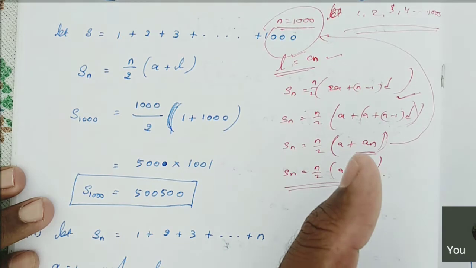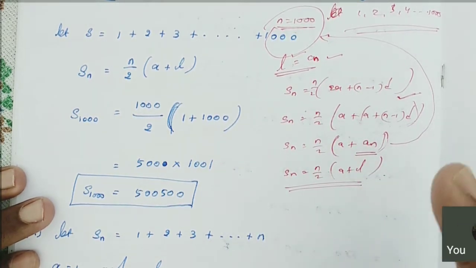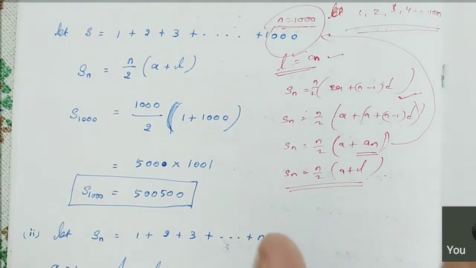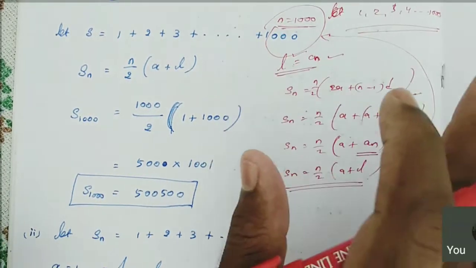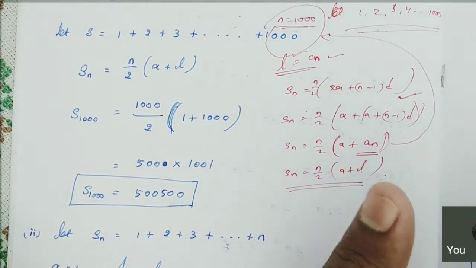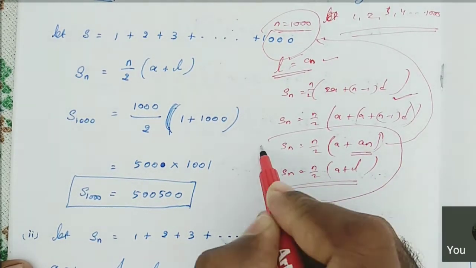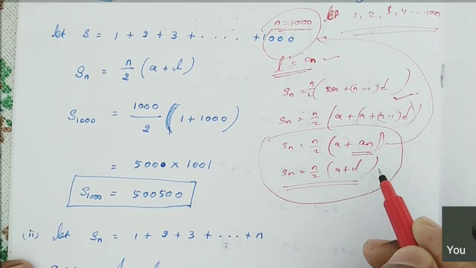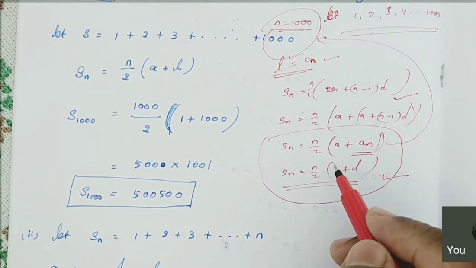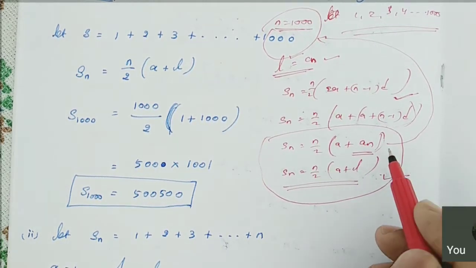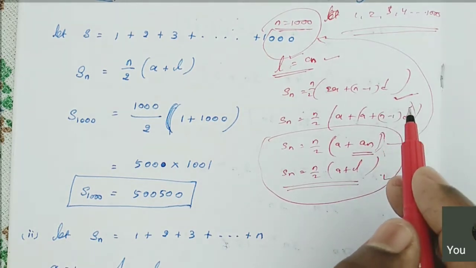Only last term and first term, that's enough. They said it is 1000 positive integers, so the last term is 1000. Clear? When they give the last term and a, we don't need a d value. When they give an and a, that is enough to find Sn. When they give the last term, that is enough to find Sn. No need for d. Clear? If they don't mention the last term, only then do we need d. Clear?